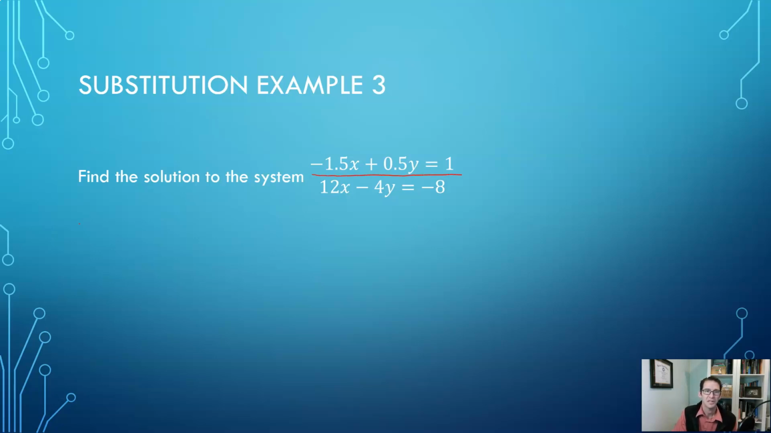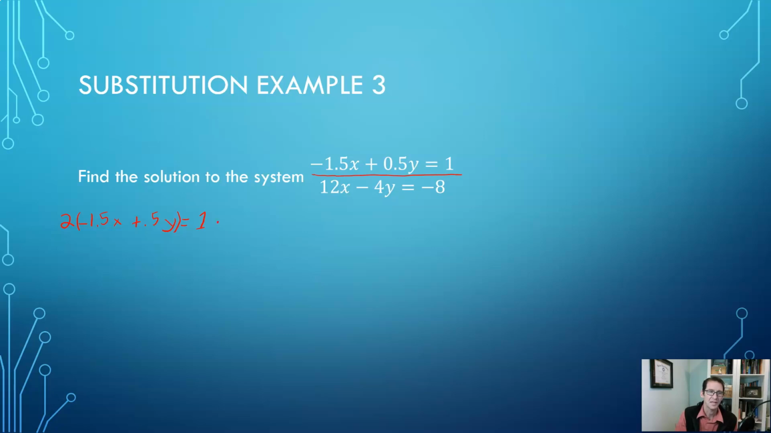So I'm going to change it. Negative 1.5x plus 0.5y is equal to 1. And I'm going to ask myself, what can I multiply both sides of this by so that both of these numbers turn into integers? Well, I know that negative 1.5 is the same as 1.5, and 0.5 is the same as a half. So if I multiply these by 2, that should give me integers.